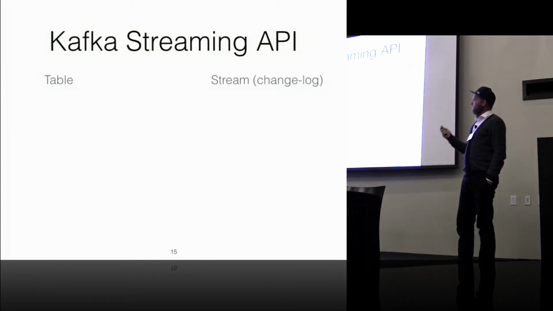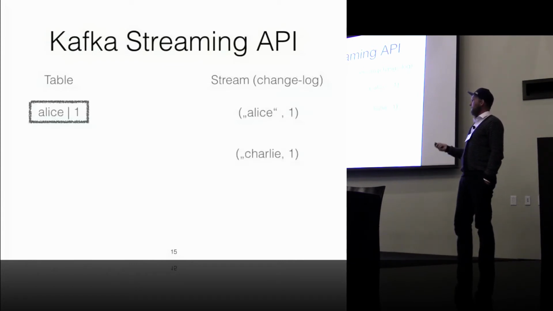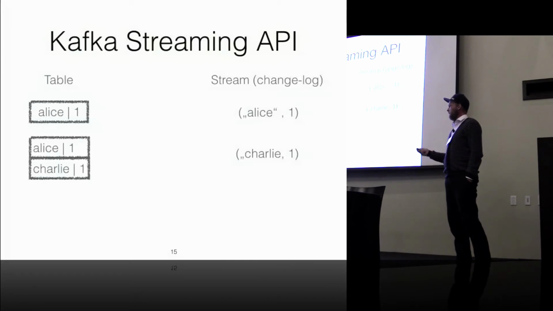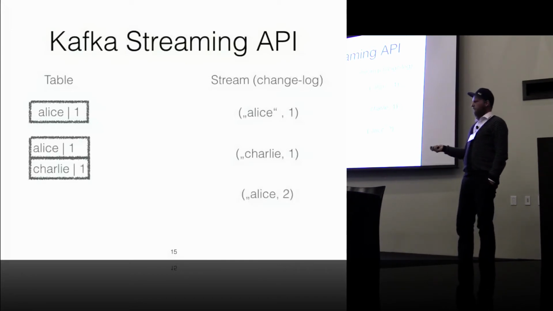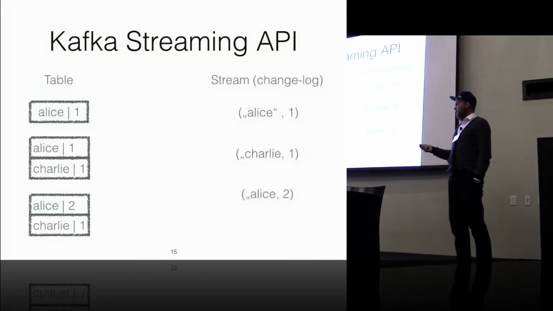The high-level Kafka Streams API has a notion of a table and a stream. If we think of the stream as a changelog, we would have a tuple coming in saying Alice has clicked one time. Then our table looks like this. Then we get Charlie has clicked one time, and our table looks like this. Then Alice clicked again. Now we have the table: Alice 2 times and Charlie 1 time still.